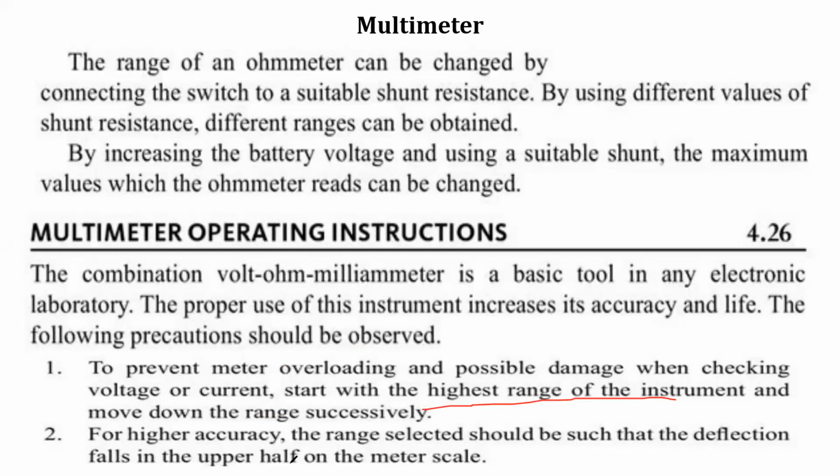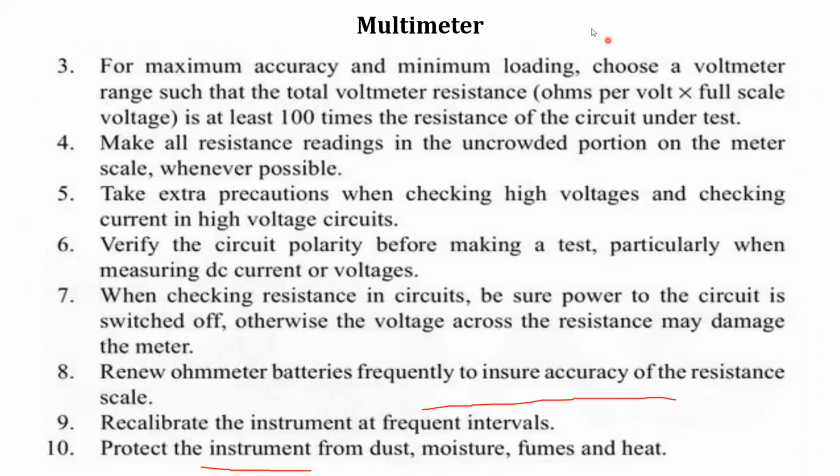For higher accuracy, the range selected should be such that the deflection falls in the upper half of the meter scale. For maximum accuracy and minimum loading, choose a voltmeter range such that the total voltmeter resistance, that is ohms per volt times full scale voltage, is at least 100 times the resistance of the circuit under test.